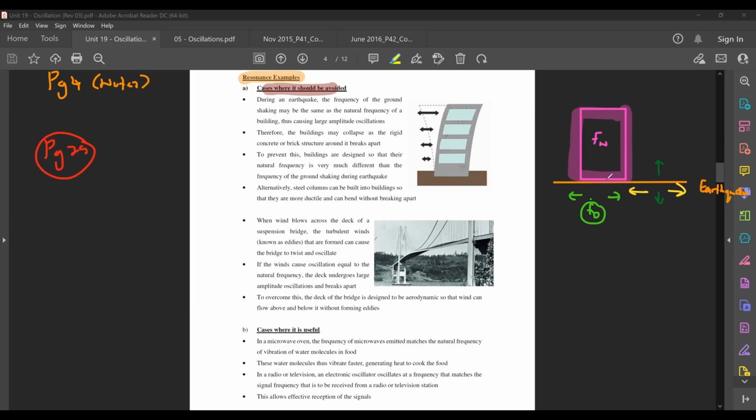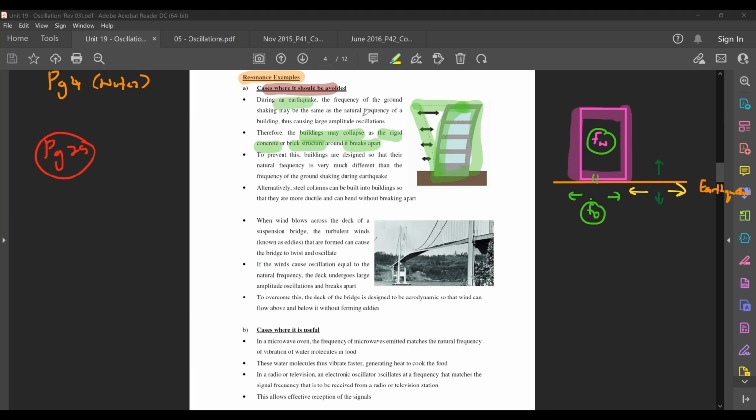If you're unfortunate enough that the driving frequency is equal to your natural frequency, your building will start to oscillate with the largest possible amplitude. When it oscillates with the largest possible amplitude, like the ones being shown here, it will cause your building to collapse, because it's made out of rigid concrete or brick. You cannot really bend concrete or bricks, right? So if you try to make it oscillate with a very large amplitude, you try to bend it, the whole structure will start to break.